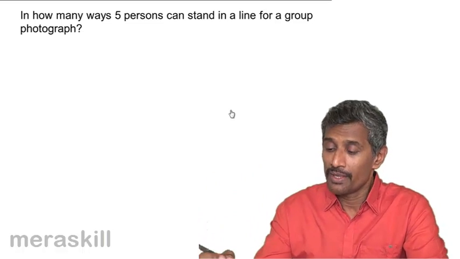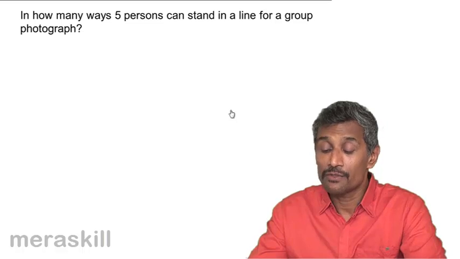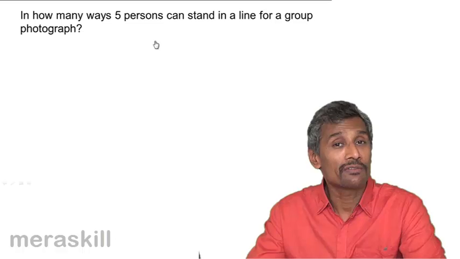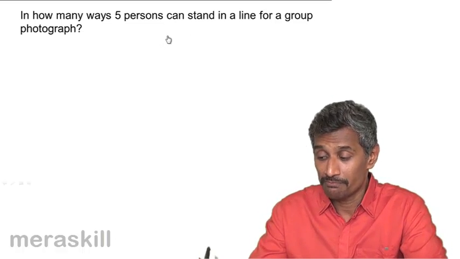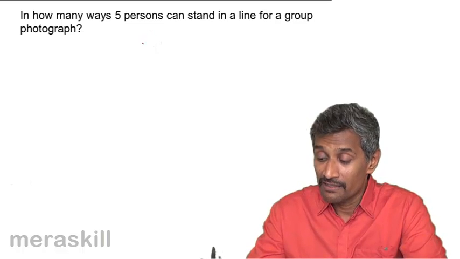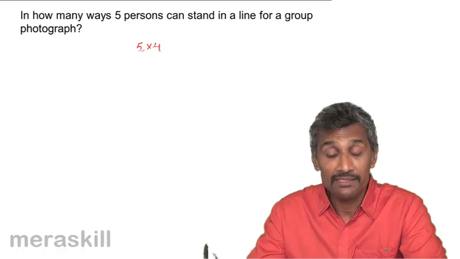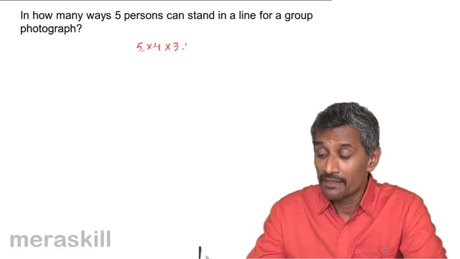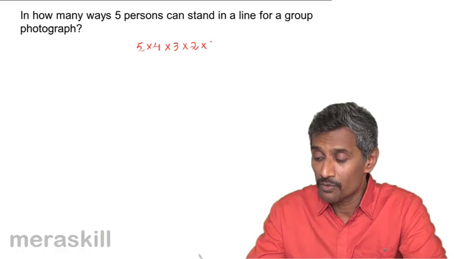So we have: in how many ways can 5 persons stand in a line for a group photograph? So it is an arrangement of a group. There are two ways of doing it. You could pick up the first person in 5 ways, then the second person in 4 ways, and the third person in 3 different ways, and so on, and the last one, of course, in 1.